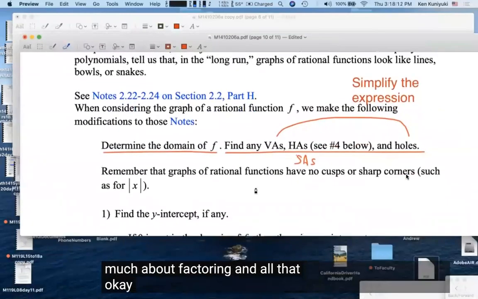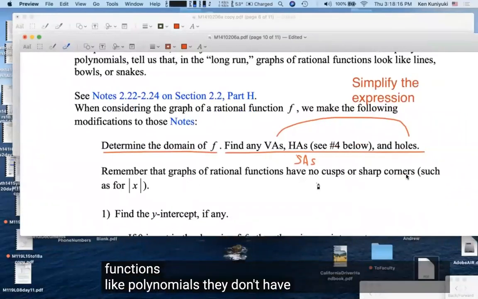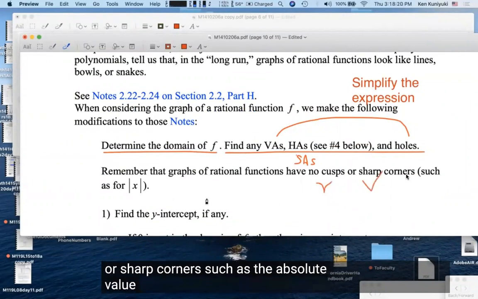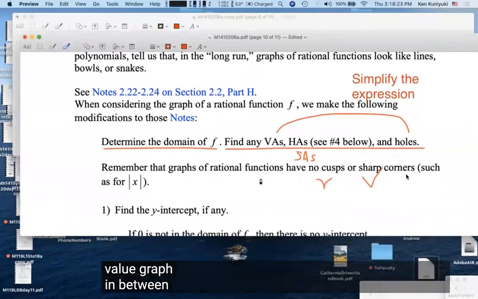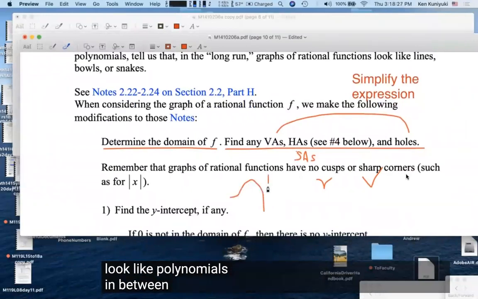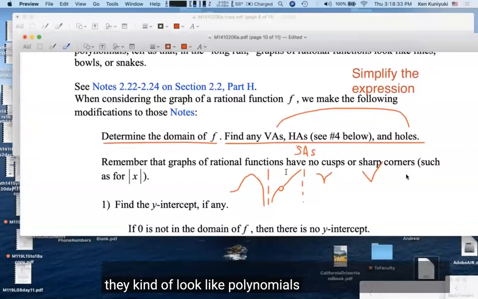Okay. Remember that graphs of rational functions, like polynomials, don't have cusps or sharp corners, such as the absolute value graph. In between VAs and holes, they kind of look like polynomials.